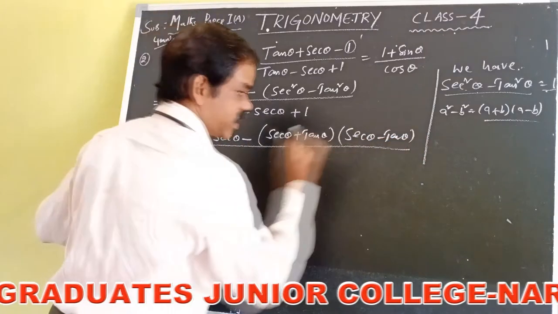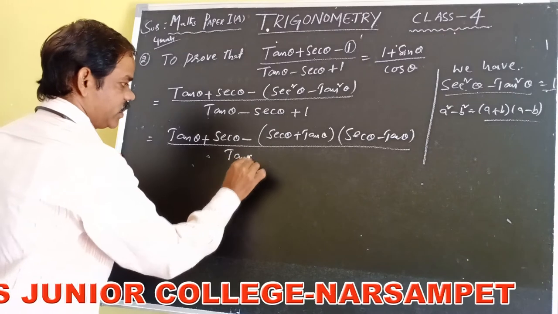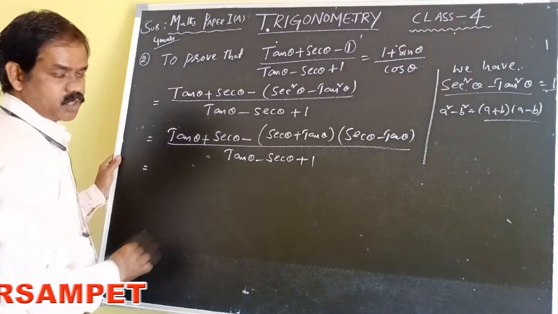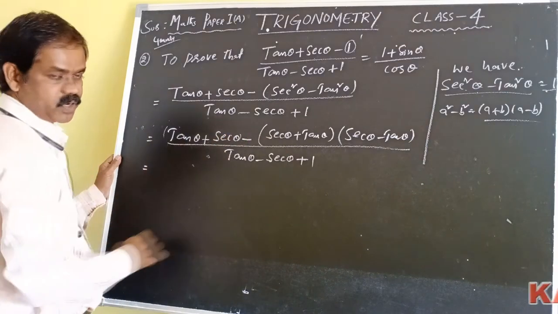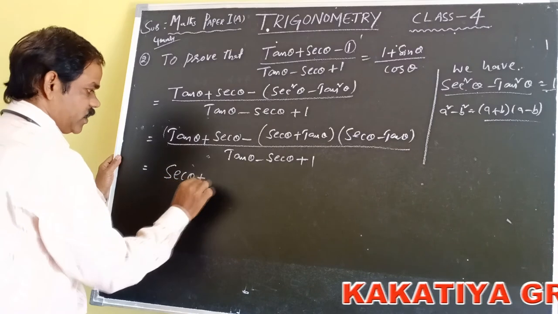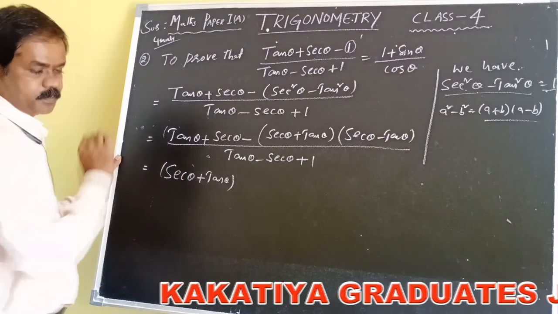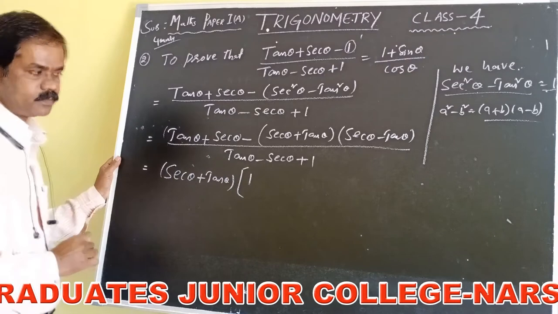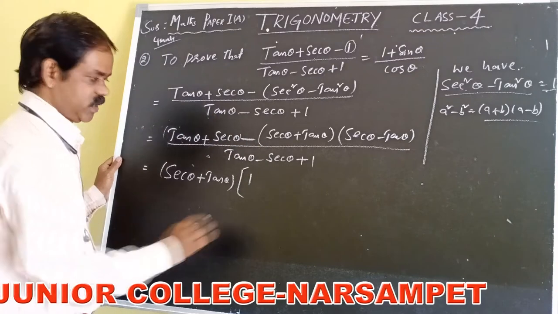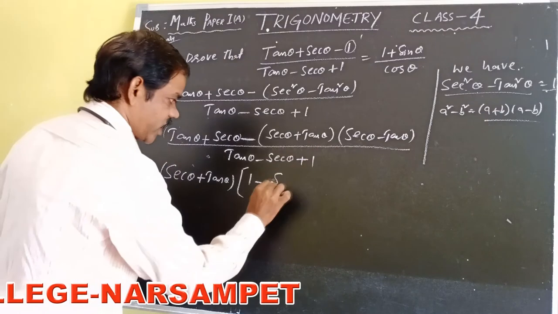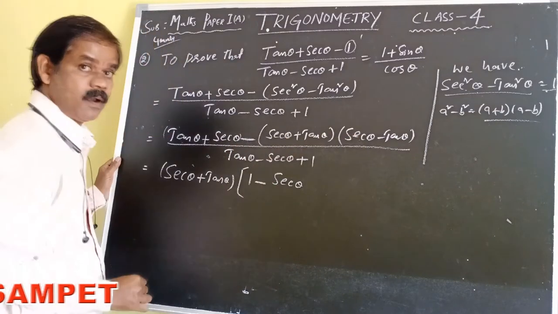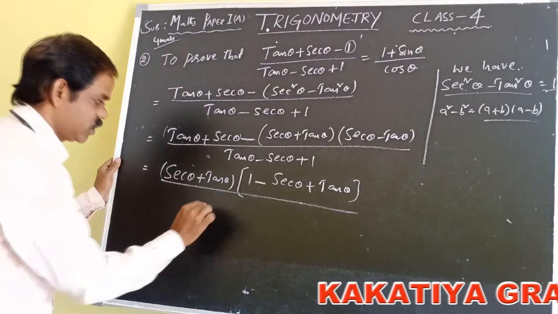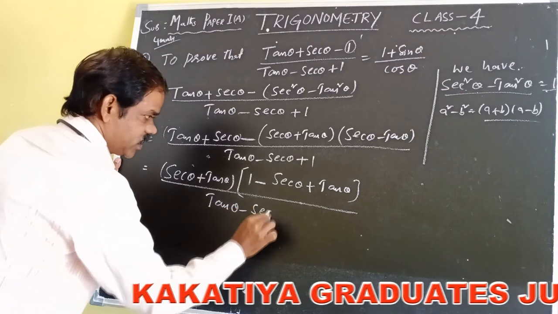By the denominator as this, tan theta minus sec theta plus 1. See here, which is the common in these two sections? Secant theta plus tan theta is the common. Take notes here. So common is secant theta plus tan theta. Next, if you take this one common, here we have 1. Write down 1. Next, multiplication with minus sign: minus of secant theta, so minus secant theta. Minus into minus becomes plus, so plus tan theta. So whole by the denominator part, tan theta minus sec theta plus 1.